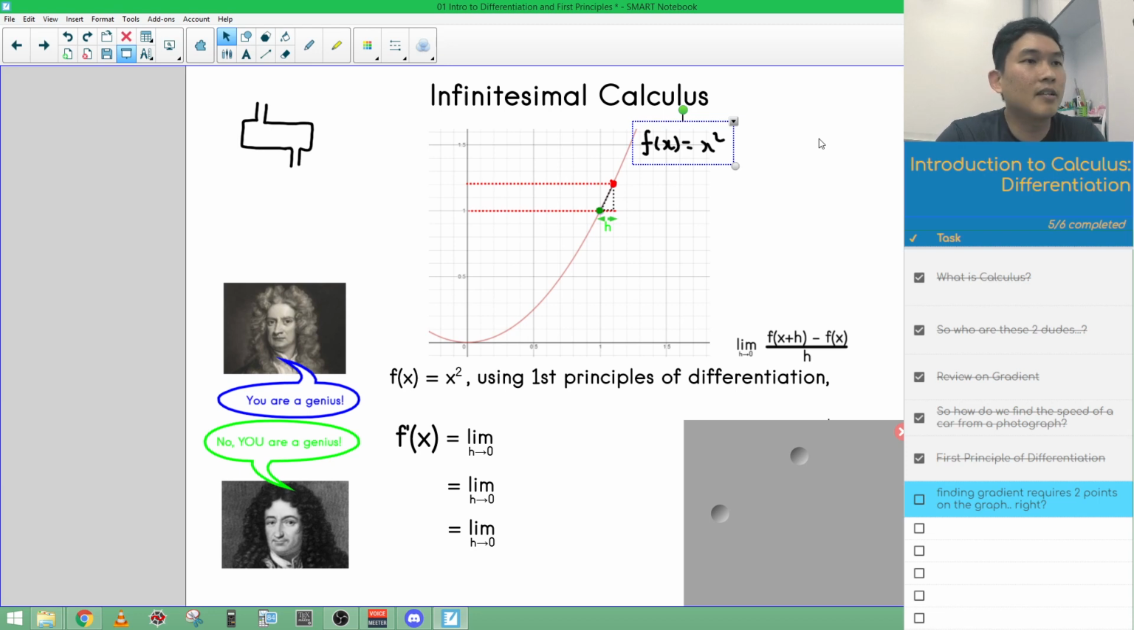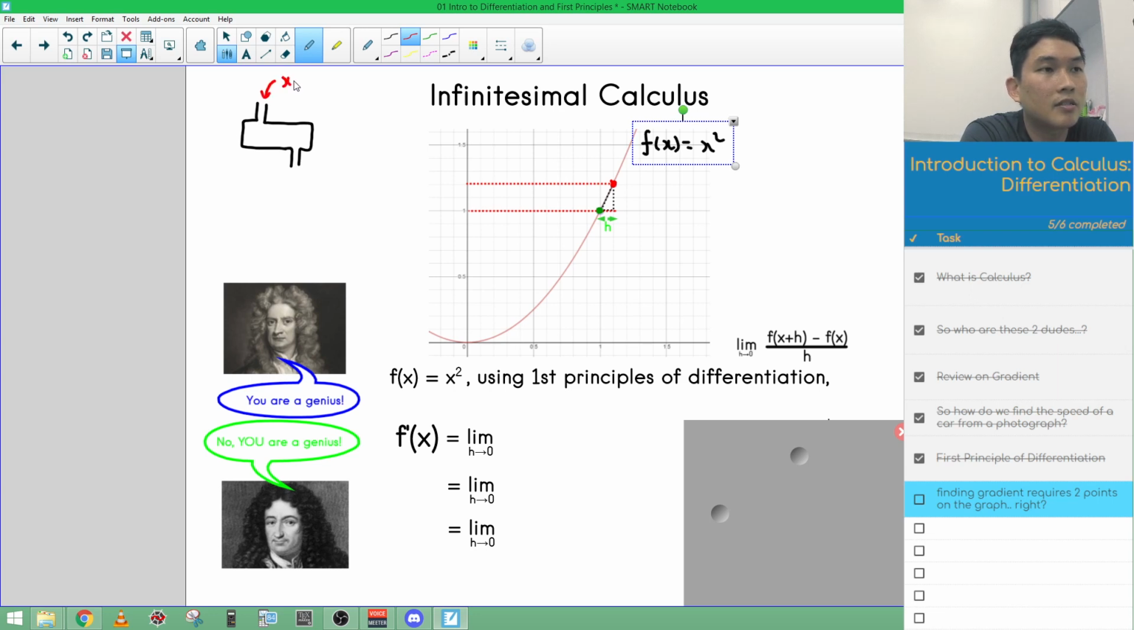Now, f of x plus h is telling me that the input is x plus h. Next, I need to know what this function does. What does this machine do? Over here, we can see that this machine gives you x squared. It takes the input and squares it. So what I'm going to get for the output is a square of the input. This is my input, and I'm going to square it. So this is our f of x plus h.